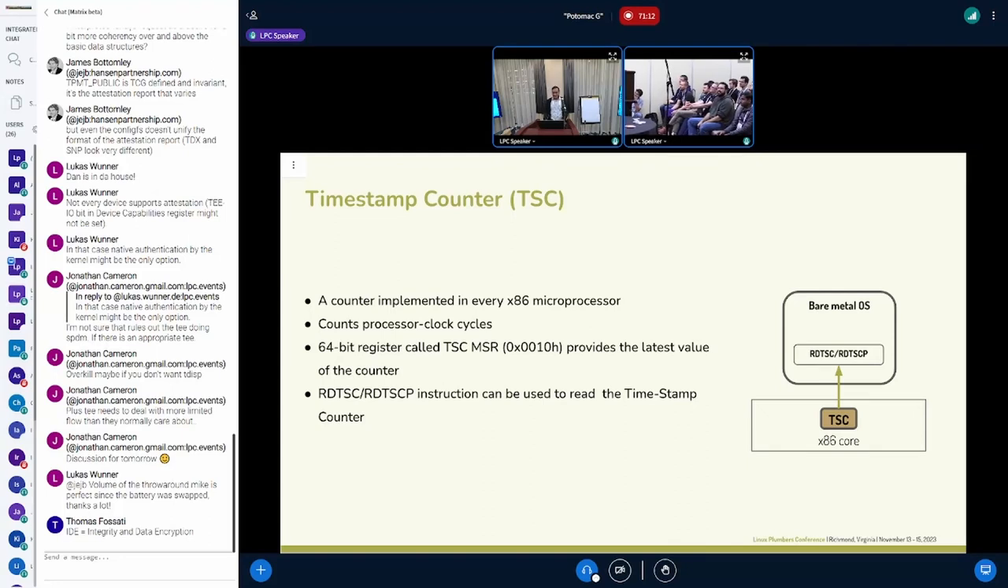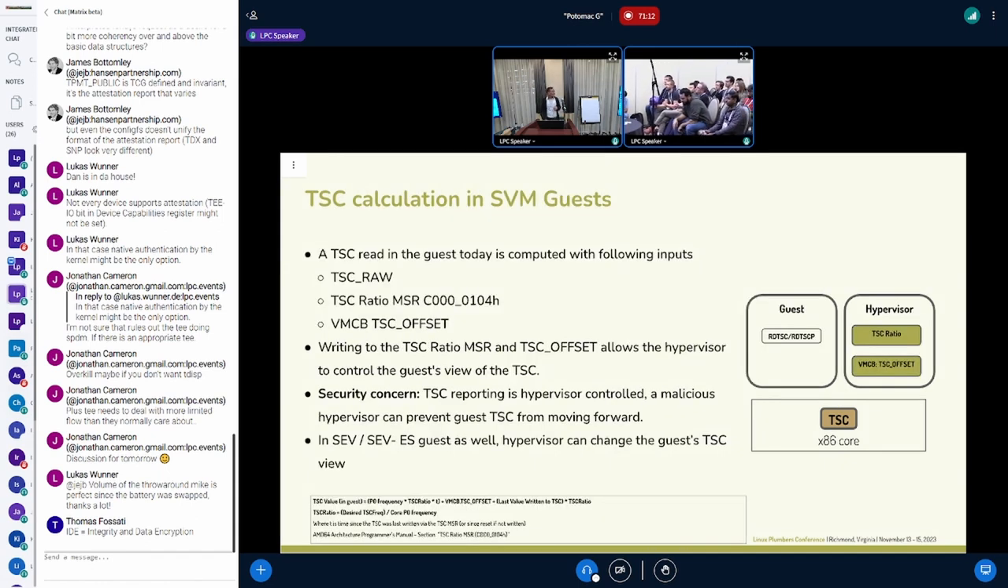So, basic things, starting with what is a TSC. x86, or any architecture, has a counter that counts the number of processor cycles. It can be accessed on x86 by two methods. One is the legacy method of reading the TSC MSR or using the RDTSC interface. This is pretty simple, but when you get into the guest, there are various different values that come into picture.